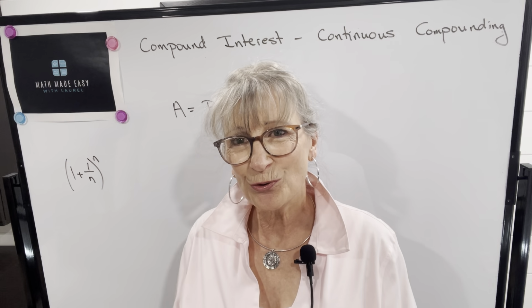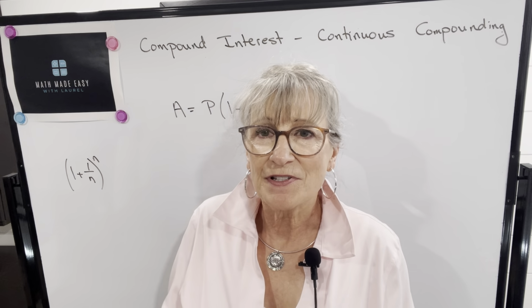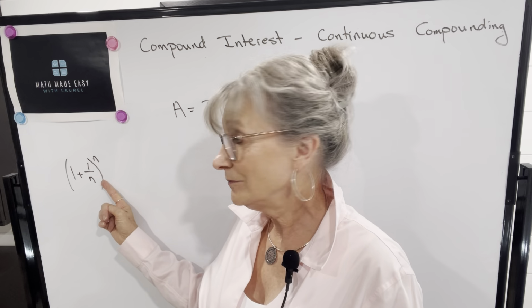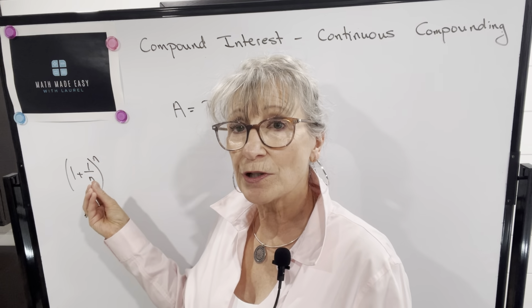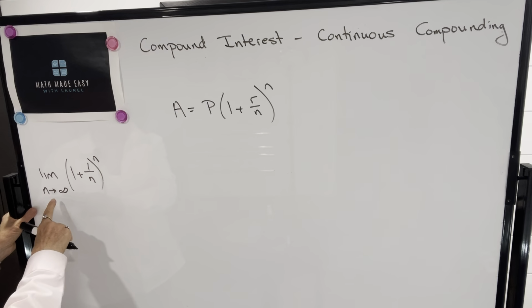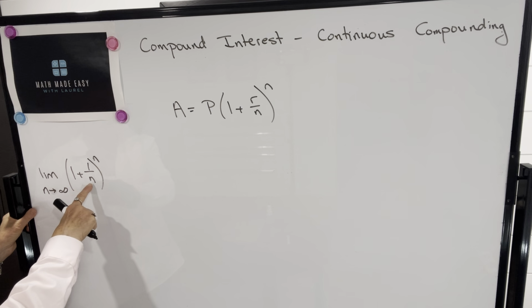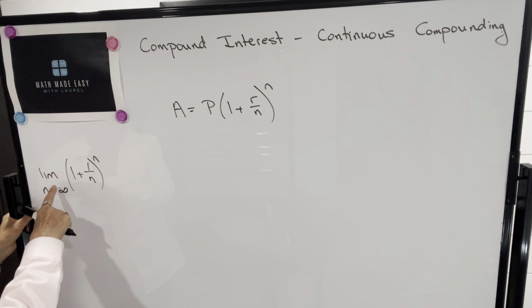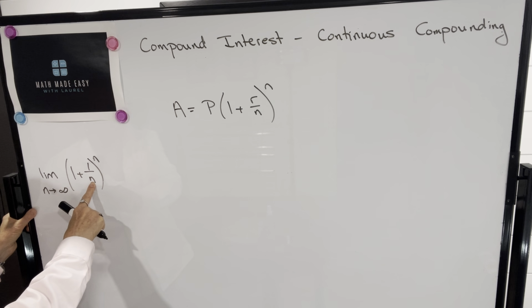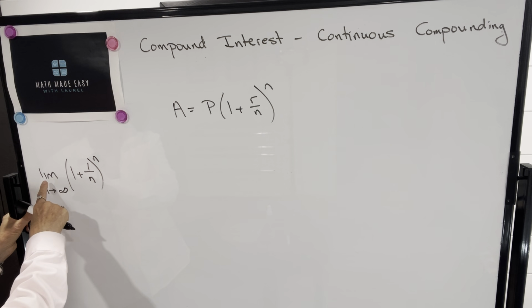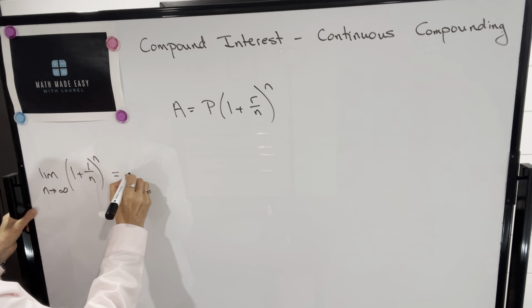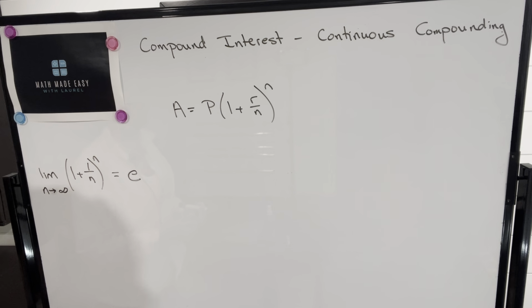I don't want to get too theoretical here, but it was discovered that if we took this expression and increased n to a larger and larger and larger value, it approached a specific number. One way of expressing n getting larger and larger and larger without bound is the limit as n approaches infinity. So as this number gets larger, it approaches infinity, and the limit as n approaches infinity is equal to a special number that's called e.